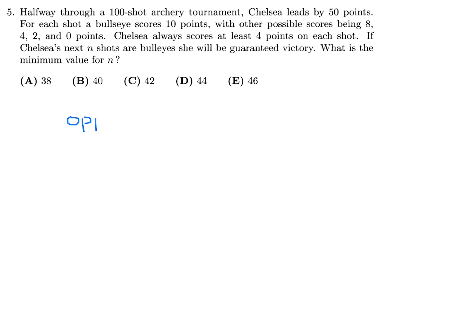So let's see, we have her closest opponent has X points so far after we are halfway through this tournament. And Chelsea, they tell me, is 50 points ahead. So her score is X plus 50. Now, let's say, extreme case scenario, because we have to guarantee it, right? That her opponent scores a bullseye for every single shot that remains.